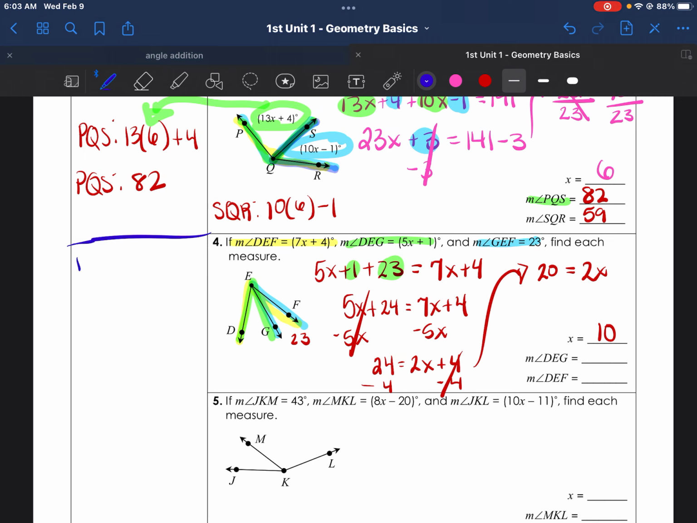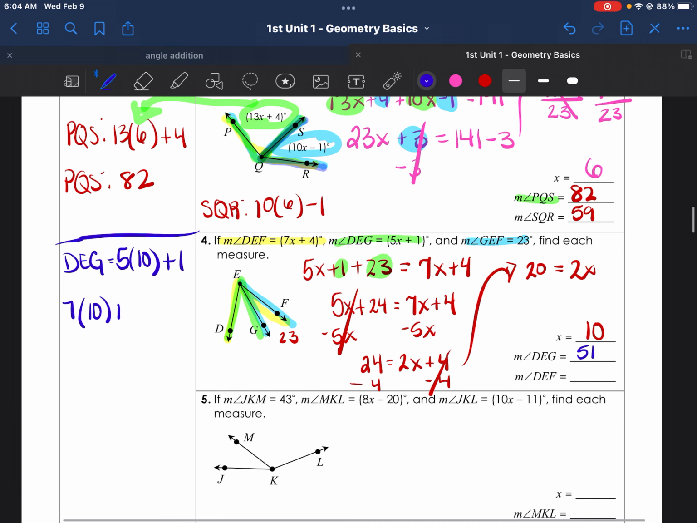So, DEG, that is 5 times 10 plus 1. We already know 5 times 10 is 50, plus 1 will be 51. And we have 7 times 10 plus 4. So 7 times 10 is 70, plus 4 that'll be 74. And those are your answers.